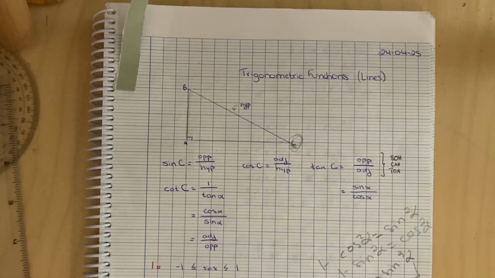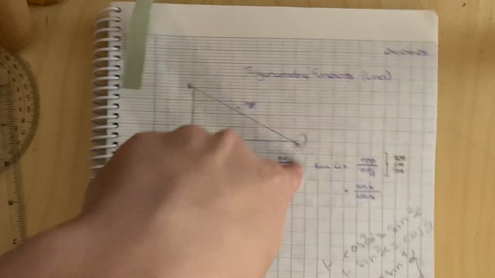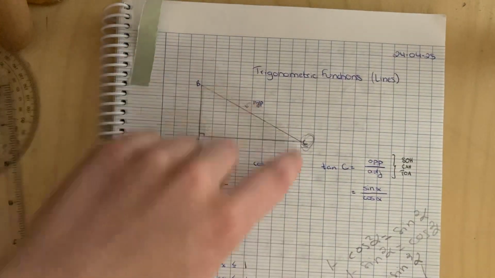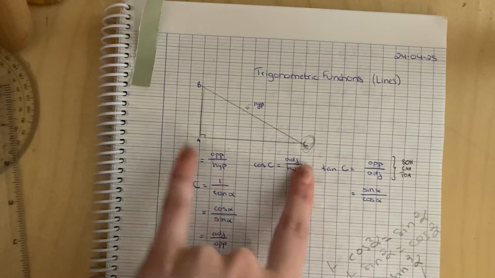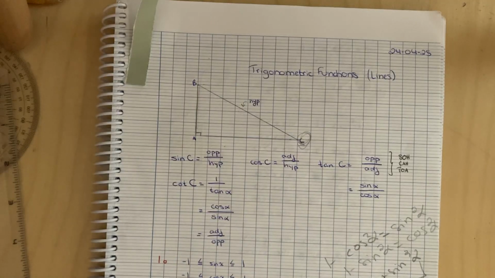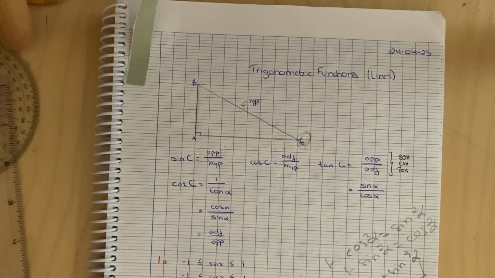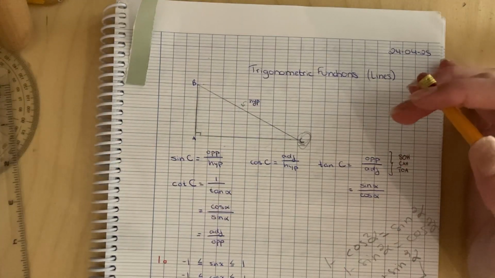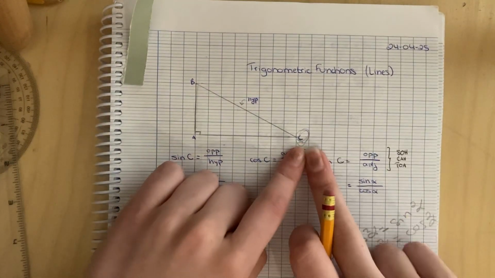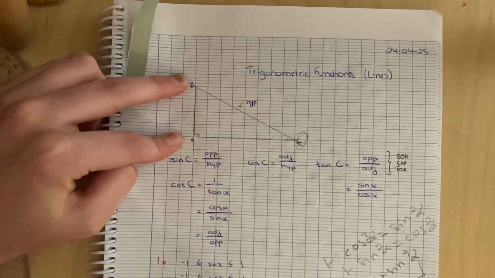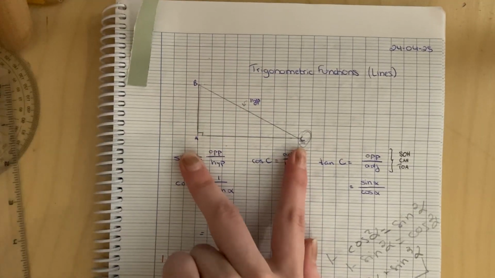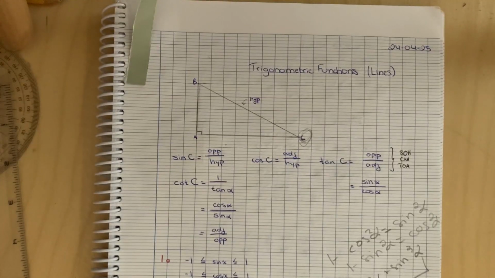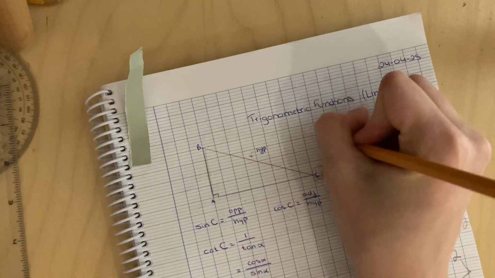Cosine is calculated by dividing the measure of the adjacent side over the measure of the hypotenuse. So in the case of C, it would be AC divided by CB. Tangent is calculated by dividing the opposite side over the adjacent side. For example, tangent of C would be AB, which is the opposite side, over AC, which is the adjacent side. An easy way to remember what's divided by what is SOHCAHTOA.